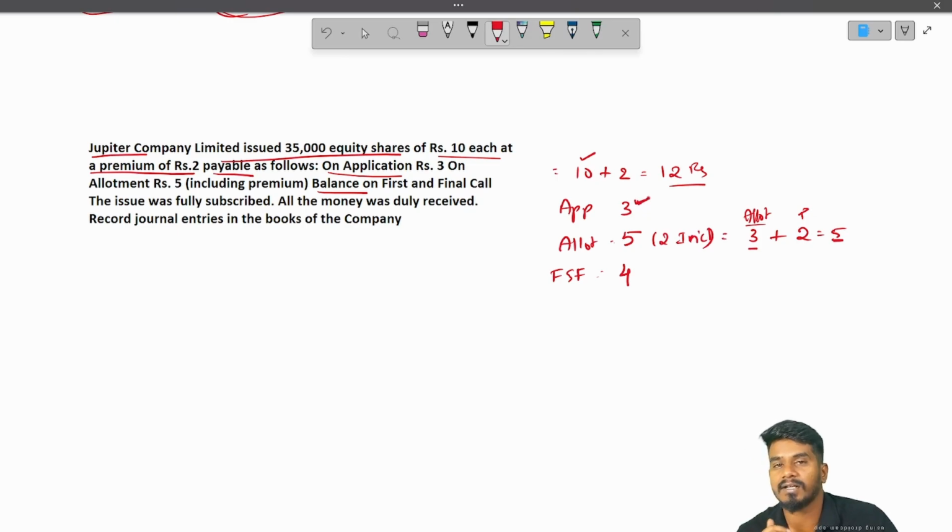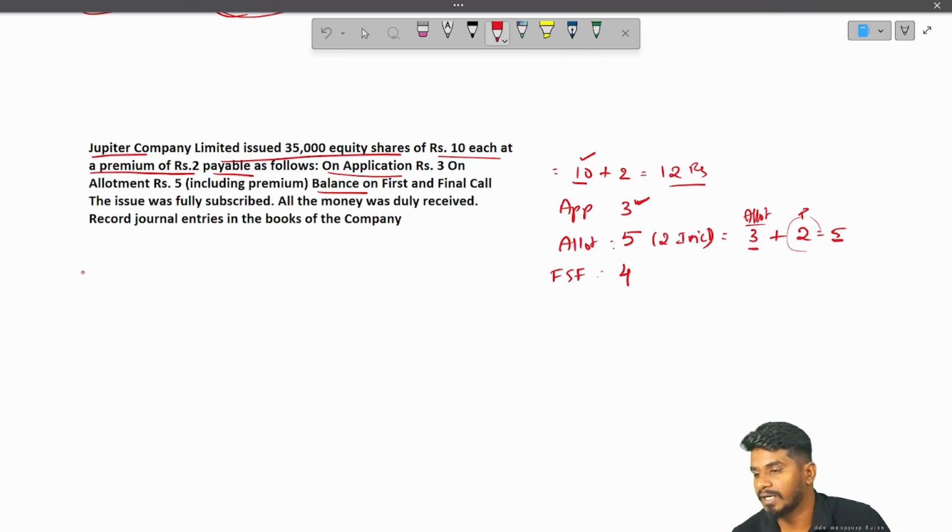On application they are receiving 3 and on allotment they are receiving 3. Correct, because the 2 rupees extra, whichever it is, that is premium. So out of 10 rupees, 6 went and the remaining 4 rupees on first and final call. So we need to journalize this.